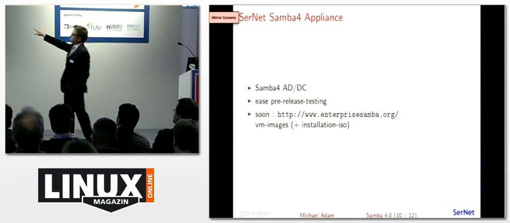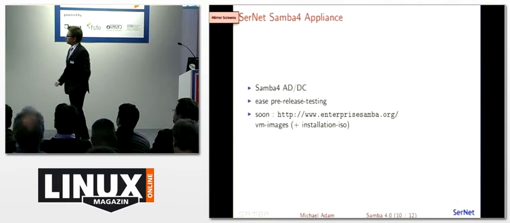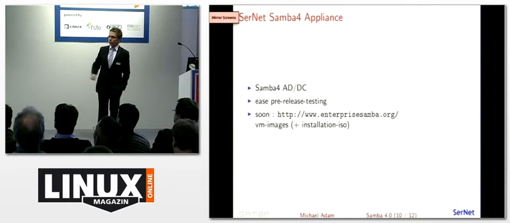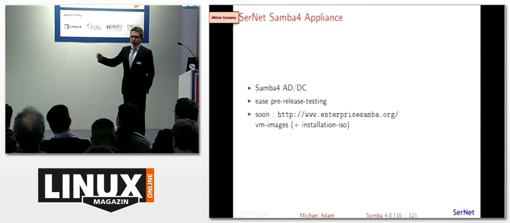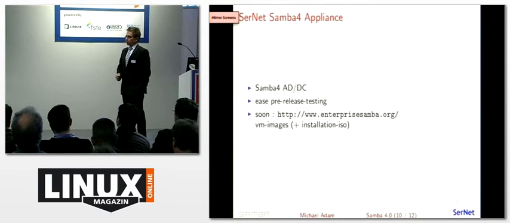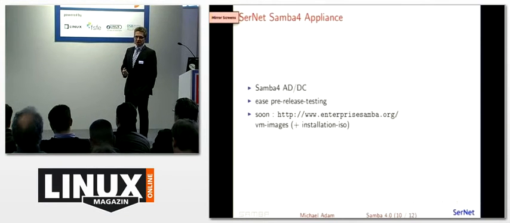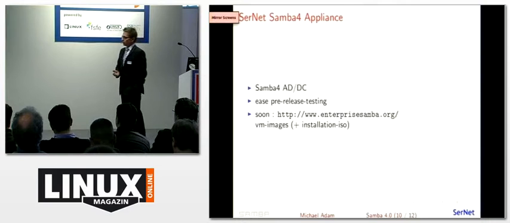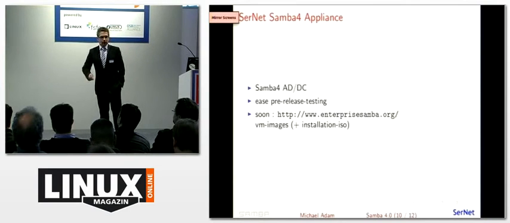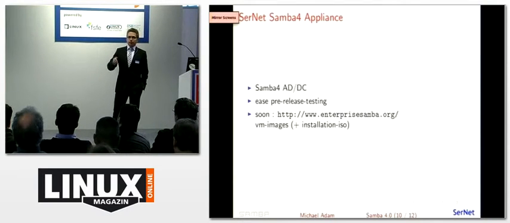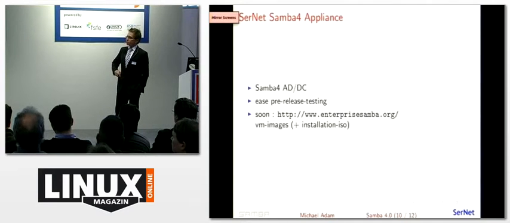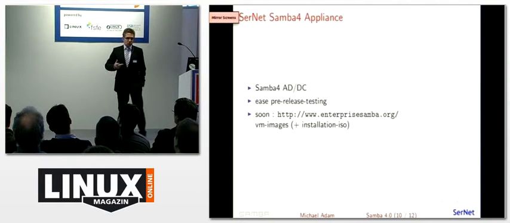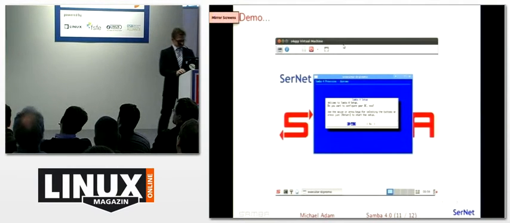This will soon after CeBIT be available for download under enterprisesamba.org, which is a website that SerNet is running, where we also upload current Samba file server packages for enterprise distributions like Red Hat Enterprise, SUSE Enterprise, and Debian. So you will find the VM images and probably the installation ISO image, so that you can choose to install it in your own virtualization or even on hardware and just do some experiments with that.